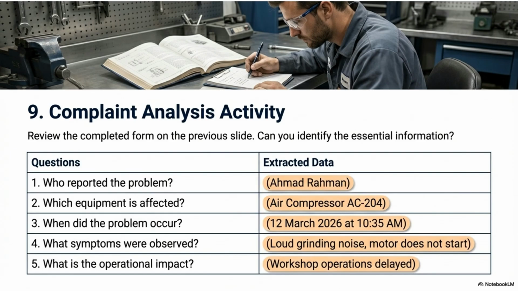Now let us analyze the complaint from the previous slide. We can clearly identify the 5 essential elements. First, the person who reported the problem is Ahmad Rahman. Second, the equipment involved is the air compressor with ID AC204. Third, the time of the incident is recorded as 10:35 a.m. on the 12th of March 2026.